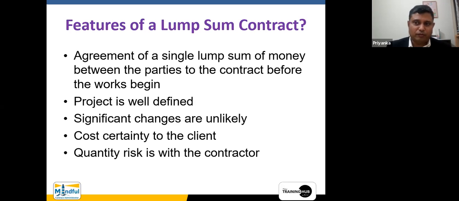Now previously we were talking about the pros and cons, that is advantages and disadvantages. Now here we are going to talk about agreement of a single lump sum of money between the parties to the contract before the works begin. That is one of the inherent features of a lump sum contract. Right? Now, for example, cost reimbursable contract is totally different from this concept. There is no single lump sum of money agreement between the parties to the contract.